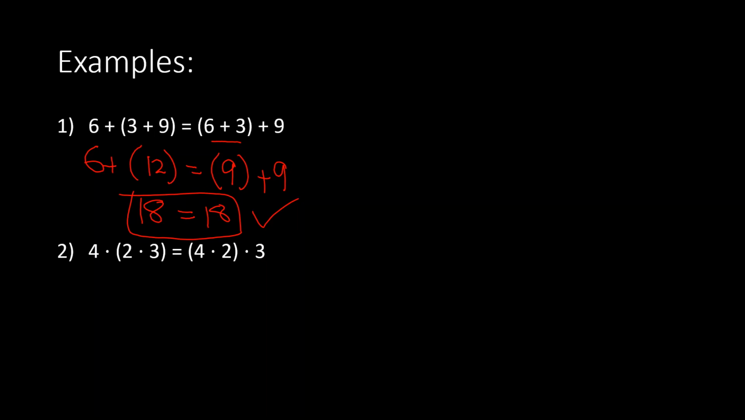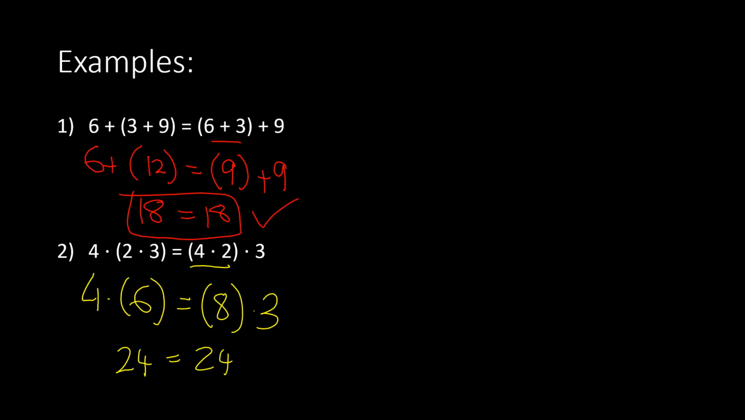Now let's look at the multiplication version. So we have 4 times, we do 2 times 3 first, which is 6. And then we'll do the parentheses first here, which is 4 times 2, which is 8, and then multiplied by 3. Now let's see, 4 times 6 is 24, and 8 times 3 is 24. And as you can see, this also worked out and they are equal.